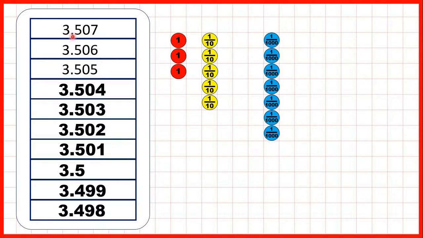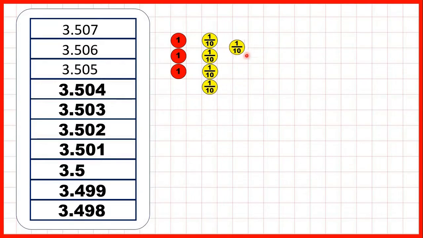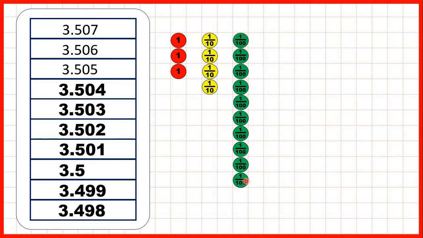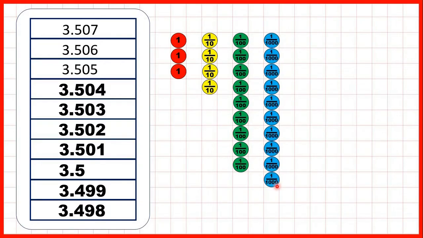So we start with 3.507, so that's 3 ones, 5 tenths, no hundredths, and 7 thousandths. If we're counting back in thousandths, we're taking away 1 thousandth each time. So here we've got 3 ones and 5 tenths, so that's 3.5. What we can do is take one of our tenths and exchange it for 10 hundredths. But we're taking away 1 thousandth at a time. So what we need to do now is take one of our hundredths and exchange it for 10 thousandths.